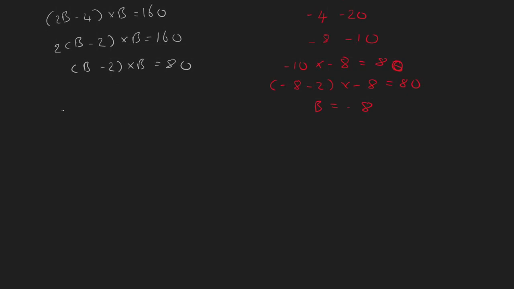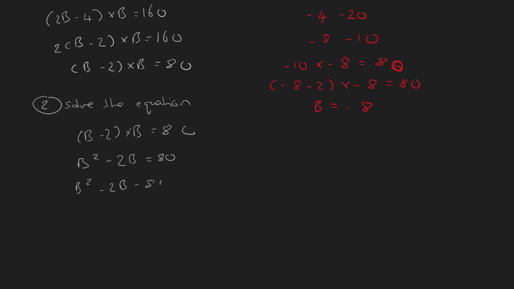Now the other option, or my preferred option, is to actually solve this equation outright. So the second option is to solve the equation. You have (B minus 2) times B equals 80. We're going to expand the bracket to get B times B equals B squared, minus 2 times B equals minus 2B, equals 80. Taking 80 from the other side gives us B squared minus 2B minus 80 equals 0.